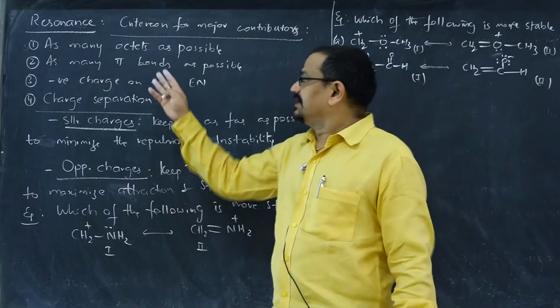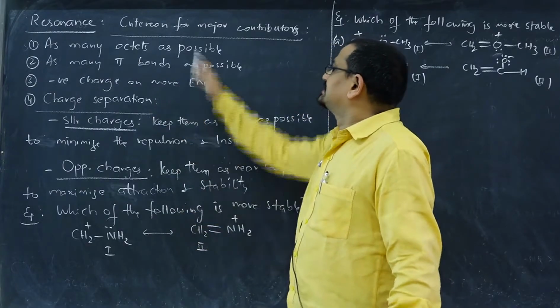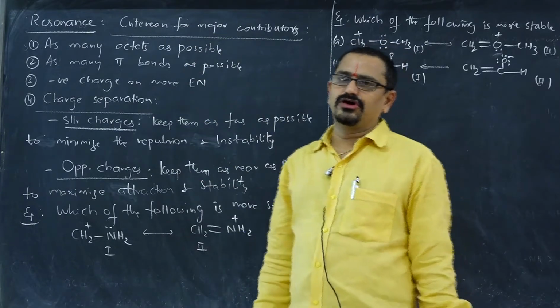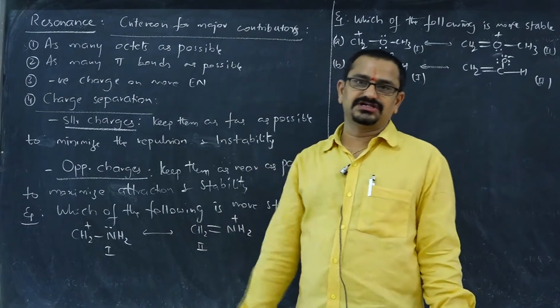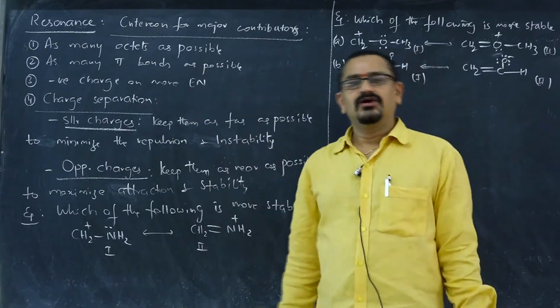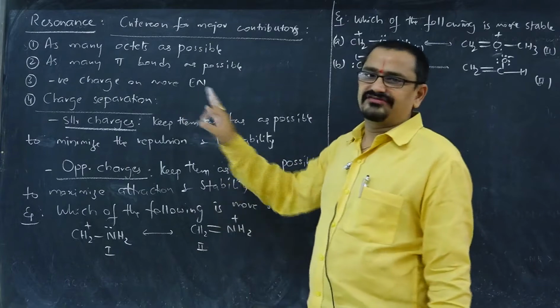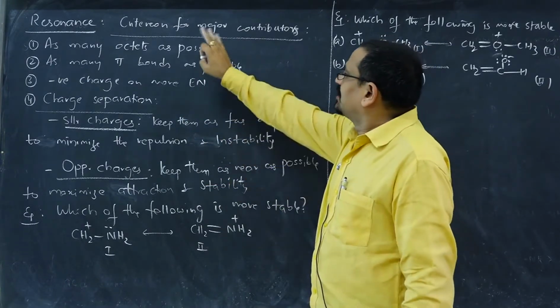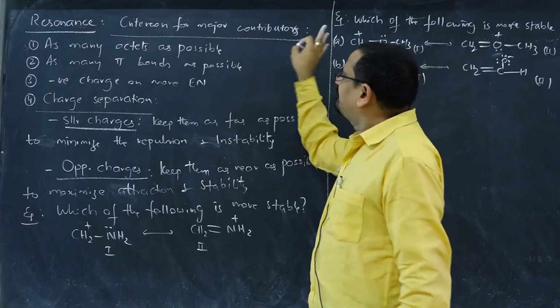So our next concept is resonance. It is the criteria for major contributors from resonance. You know, the phenomenon of existing in more than one structural form is called resonance. Okay, you are aware of the definition, but as it is a resonance session, we have to discuss the special cases. Now, what are the criteria for major contributors?